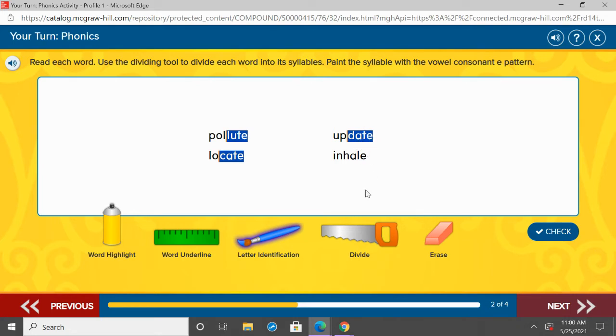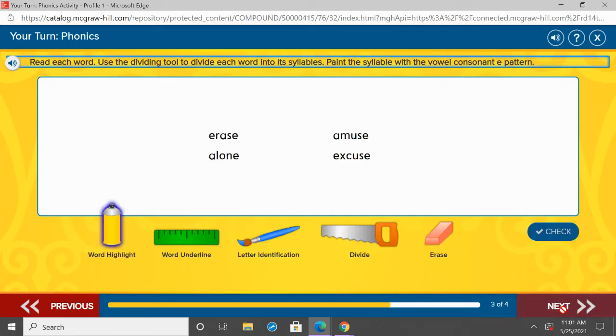All right, our next one is inhale. I first need to break it up into its syllables. Inhale. I know I divide right here. My first syllable is I-N, and my next one is H-A-L-E. H-A-L-E has consonant, vowel, consonant, E. So I know that E is going to make the A long, and the E will be silent. Hale. Right? It makes that A say its name. So that's that pattern right there. Fantastic.